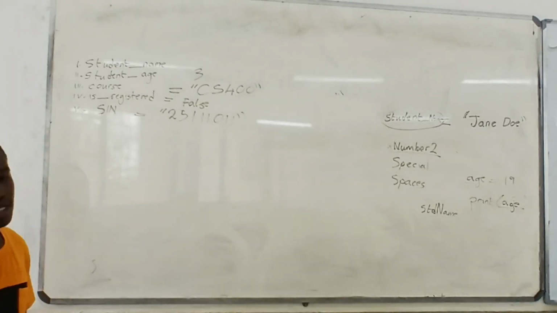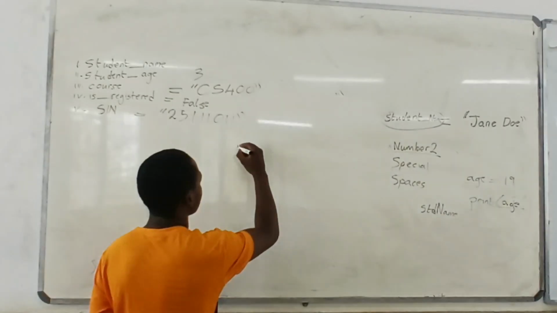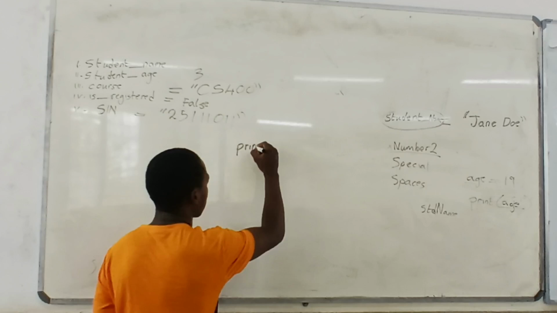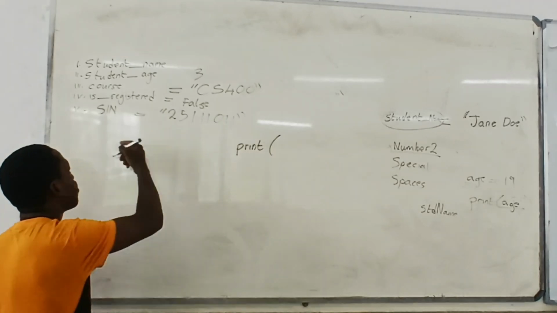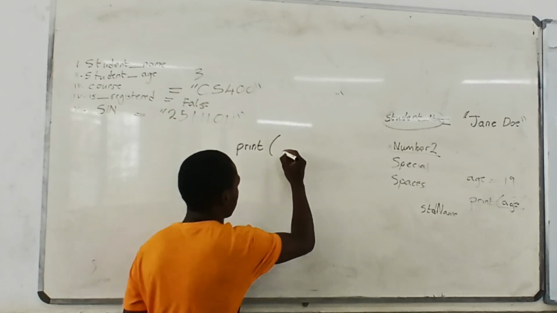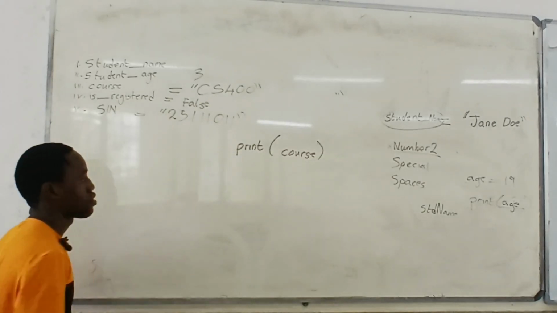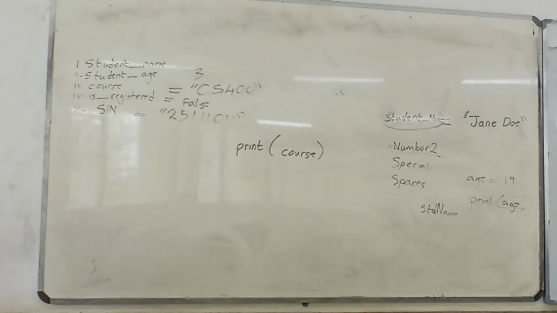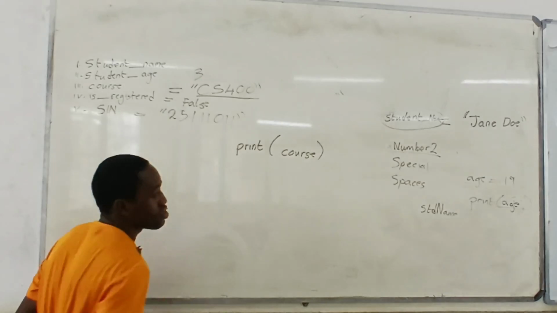The printing part. We said to print them with a clear label. So when printing a variable, you just print it as print, and then the name of the variable. Let's use course. So the output of this will be this, CS 400.